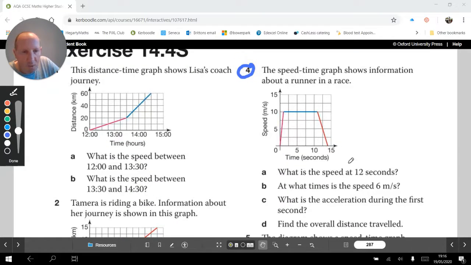Question 4 is a little bit awkward because this is a horrible scale. We've got 2.5, 7.5, 12.5. And it asks me for 12 seconds. 12 seconds is just before that line there, so it's around about that. So the speed looks to be around about 6.5 meters per second.